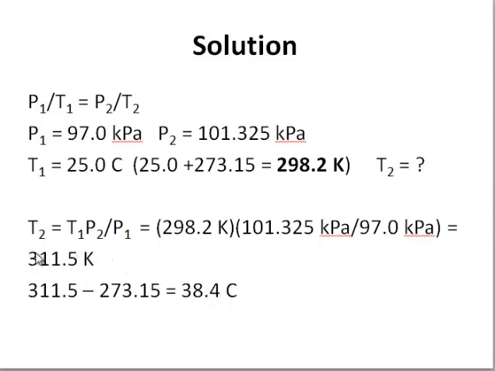Now you have to be careful about this sort of thing because the question is about Celsius. And 311.5 minus 273.15 gives a temperature of 38.4 Celsius for our solution.